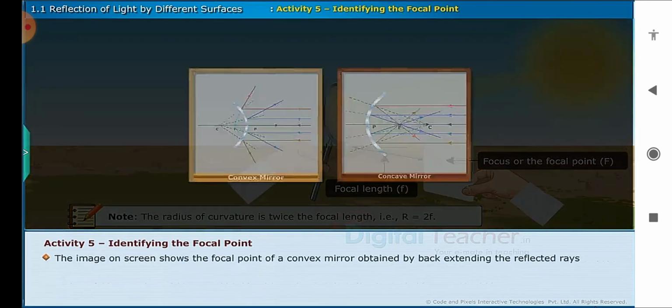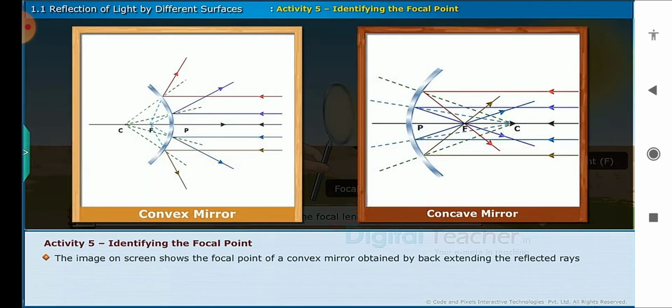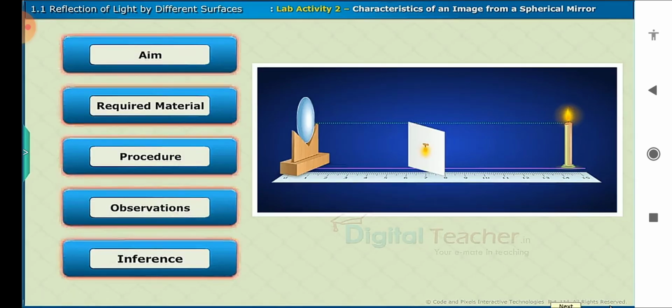The image on screen shows the focal point of a convex mirror obtained by back extending the reflected rays. Let us learn about the characteristics of images formed from reflection by spherical surfaces through an activity. Lab Activity 2. Characteristics of an image from a spherical mirror. Click each tab to learn more.